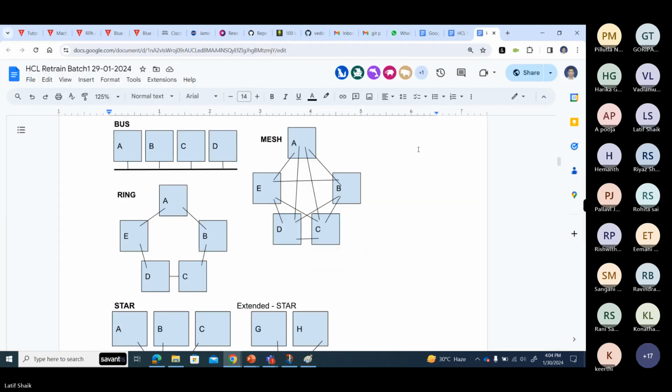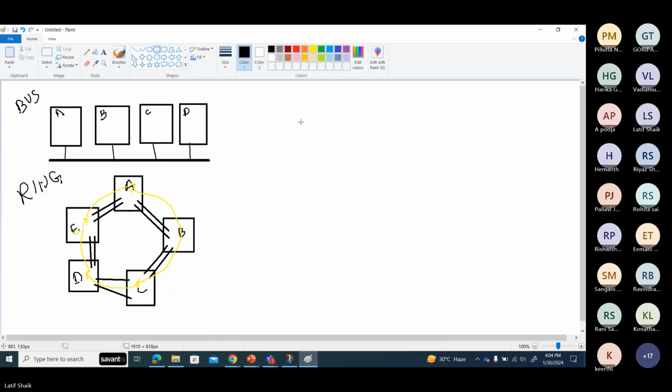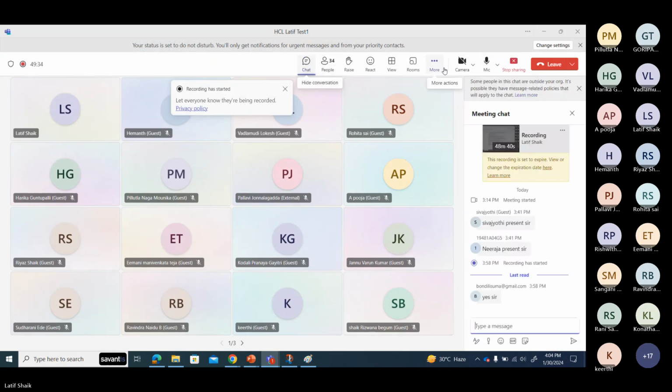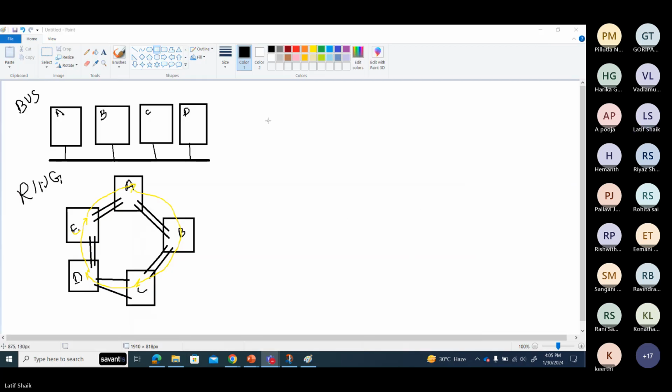Okay, that's a small one. I have to buy a new mouse.